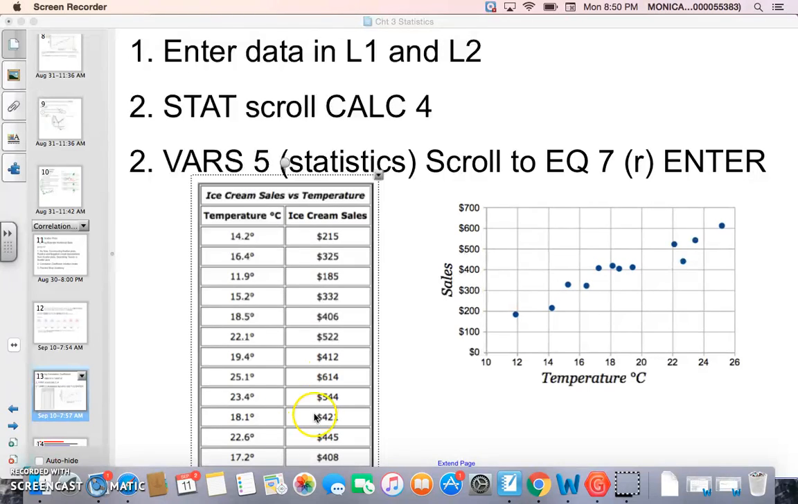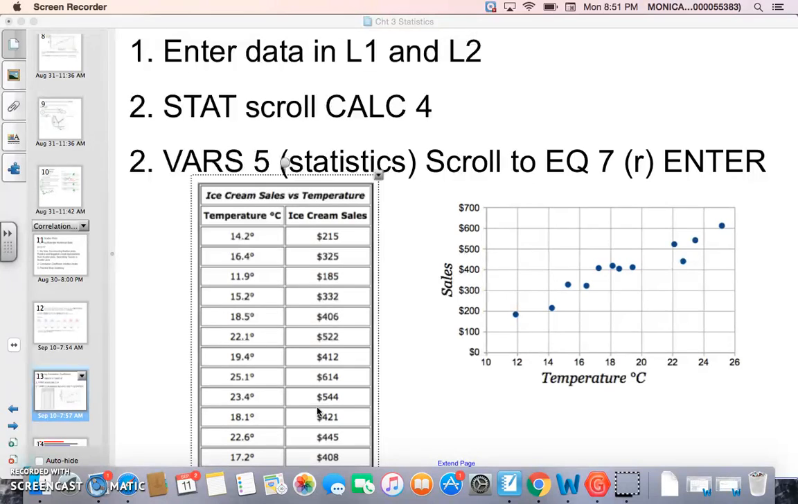All right, now that your data is entered, you're going to hit the Stat button, and then scroll over to Calculate, hit 4, enter. What you should see is the symbol LIN REG. It's basically going to be your equation for your regression line, which we're going to talk about tomorrow and the next day. And you should notice that it says y equals ax plus b.